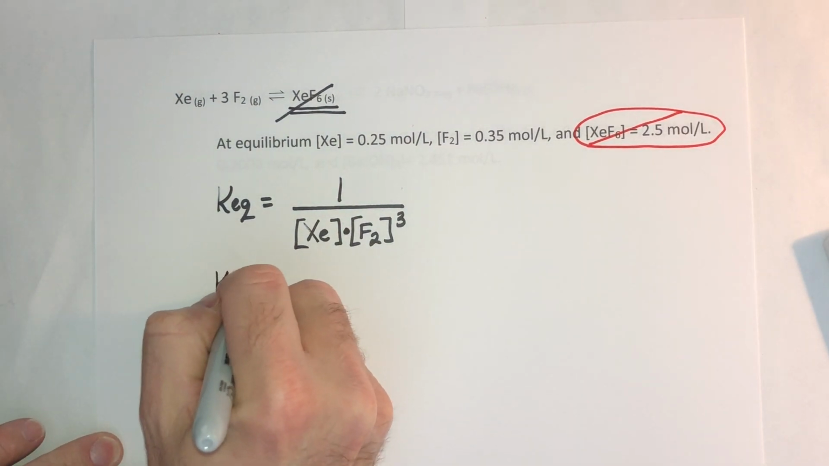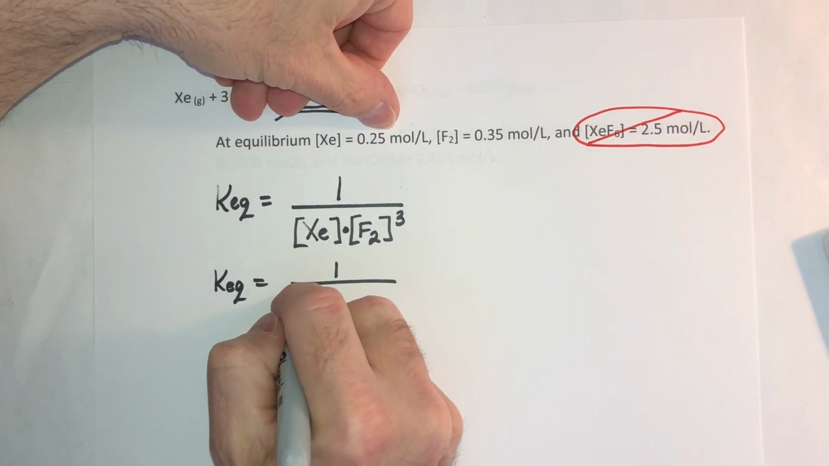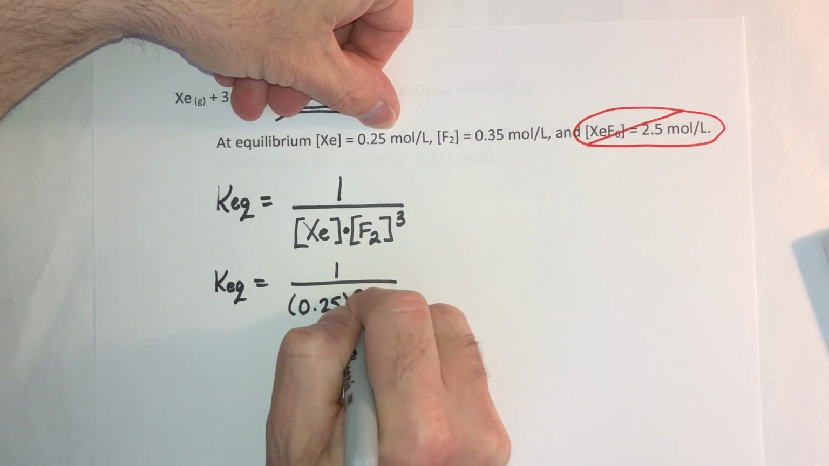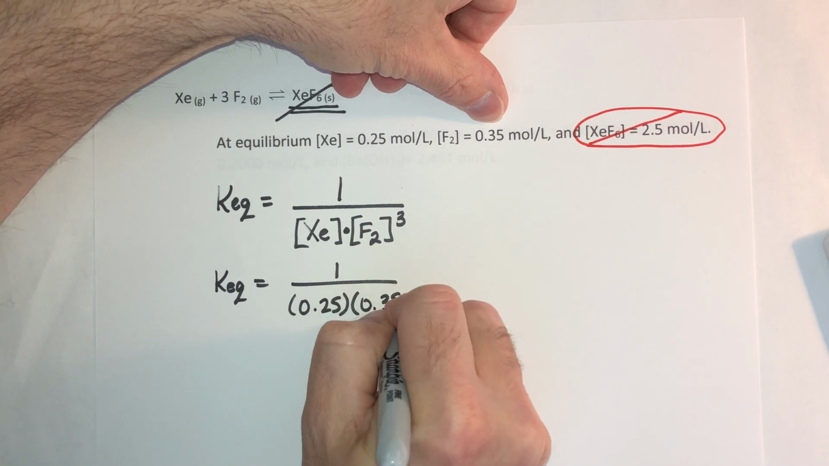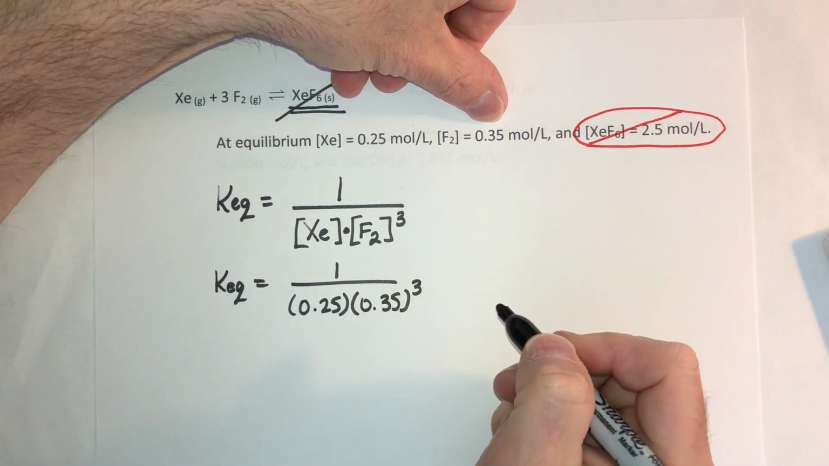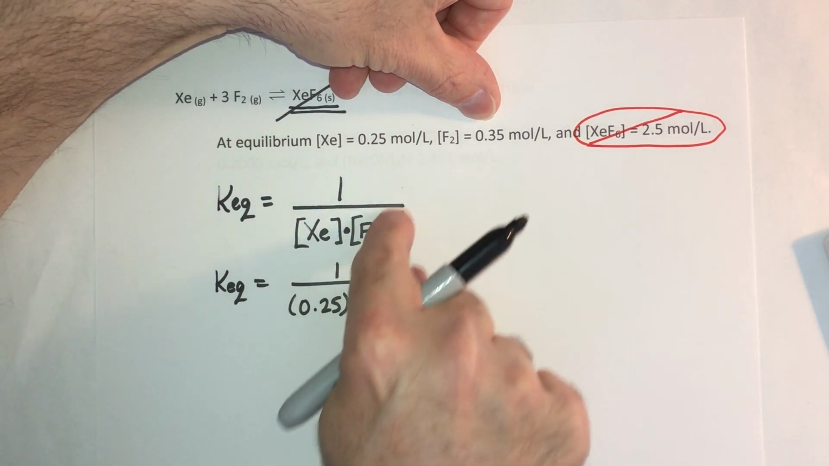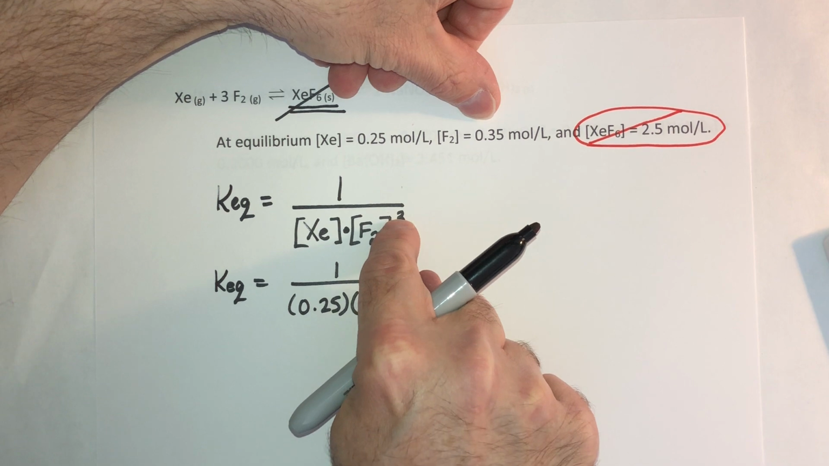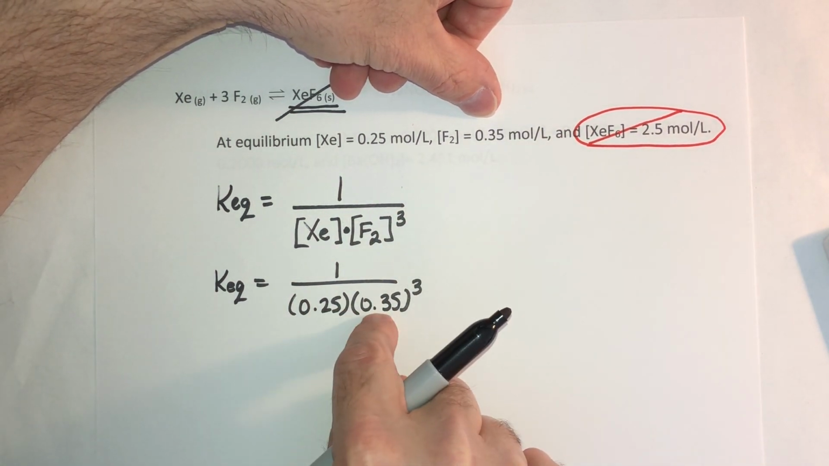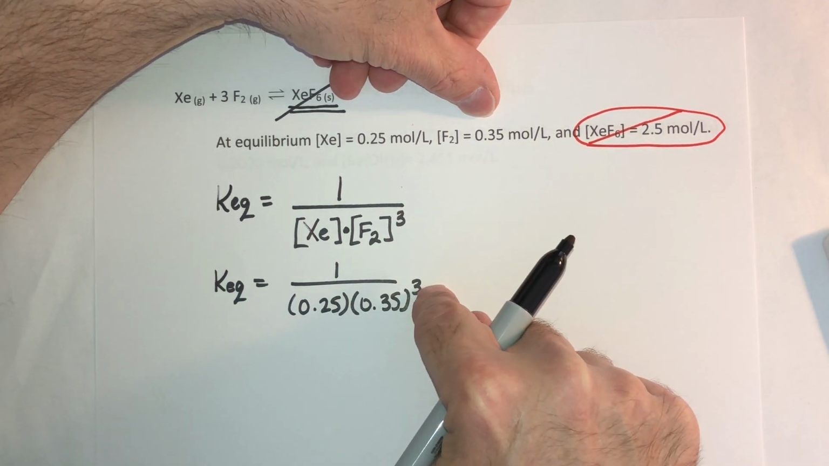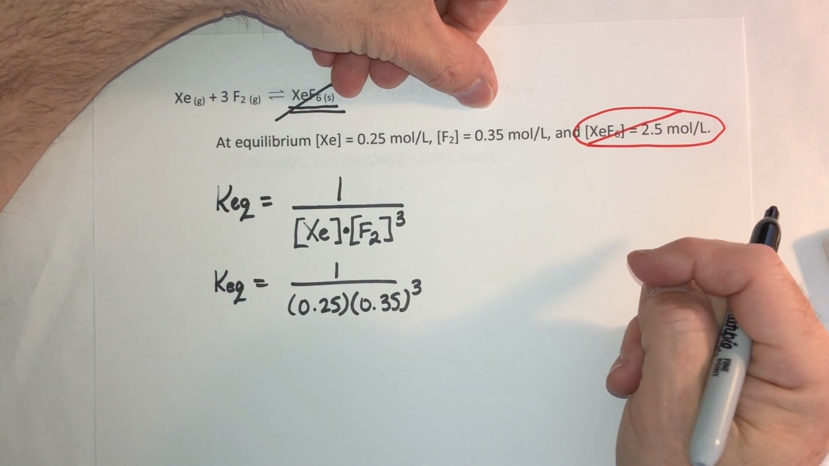So KEQ would be 1 over concentration of xenon, 0.25. Concentration of fluorine, 0.35. And don't forget to cube it. That's probably the most common mistake. Most people will write this, the equilibrium expression, correctly. And then when they're substituting the numbers in, they're so focused on putting the numbers in that they forget to write down the powers. So this is a power of 3. Don't forget to keep your power of 3.